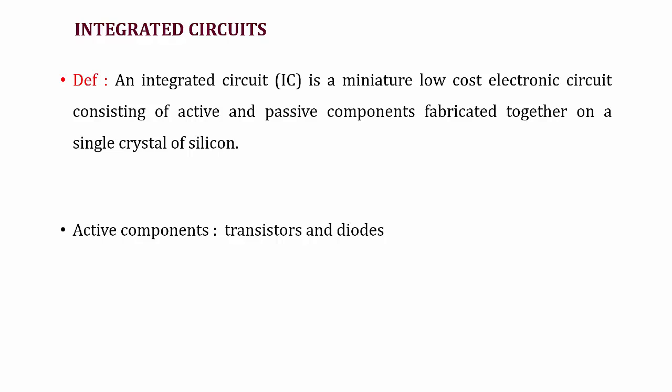As I have already discussed, the combination of active and passive components fabricated together in silicon, forming a miniature electronic circuit, is called an integrated circuit, which is widely used in our day-to-day electronic applications. It has active components, that is transistors and diodes, and passive components, that is resistors and capacitors.